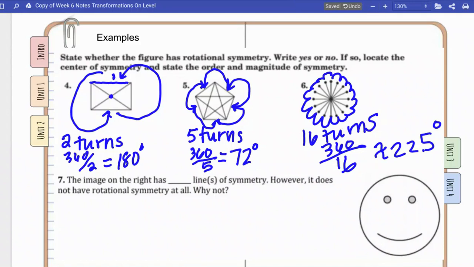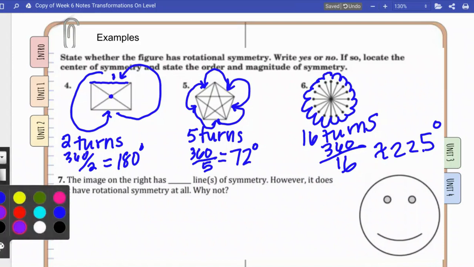So the image on the right has blank lines of symmetry. However, it does not have rotational symmetry at all. Why? So how many lines of symmetry does it have? 1, right? If I cut this smiley face down the middle, it's a reflection of itself. It doesn't have rotational symmetry because of the eyes and the mouth.